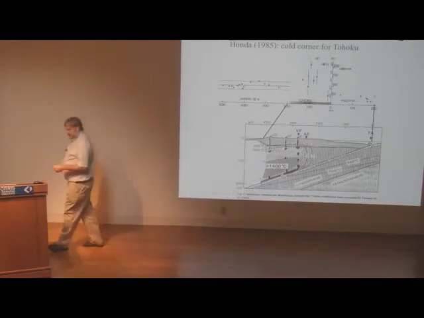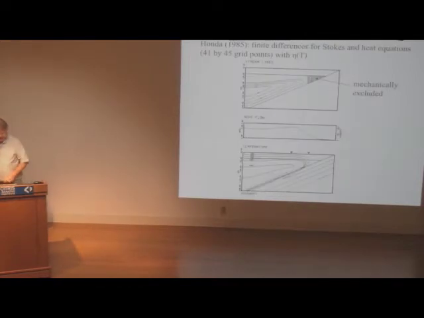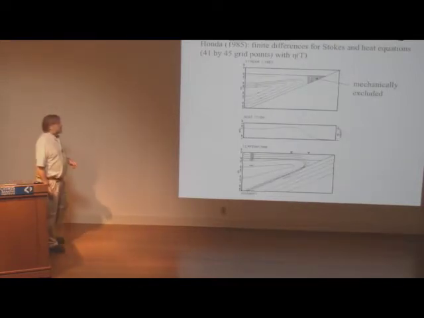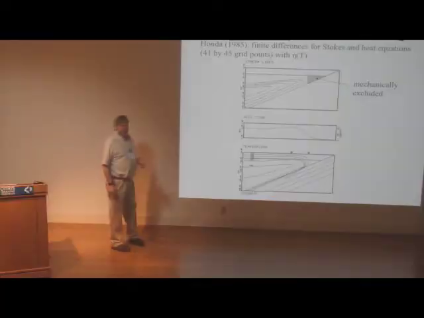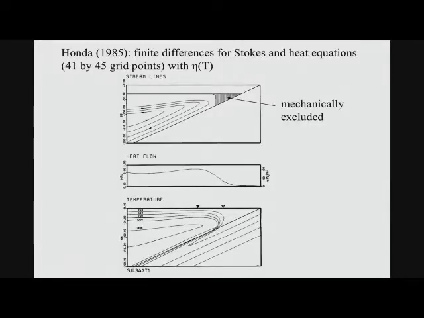And Satoru was the first to implement that by just excluding that part of the wedge from the flow. It's very simple. You just say, thou shalt not go here. And he got temperature profiles, which kind of looks like Tatsumi's cartoon, with temperatures of 1400 degrees right below the arc. His heat flow, very low heat flow in the arc. Does anybody want to comment on the magnitude of the heat flow here?